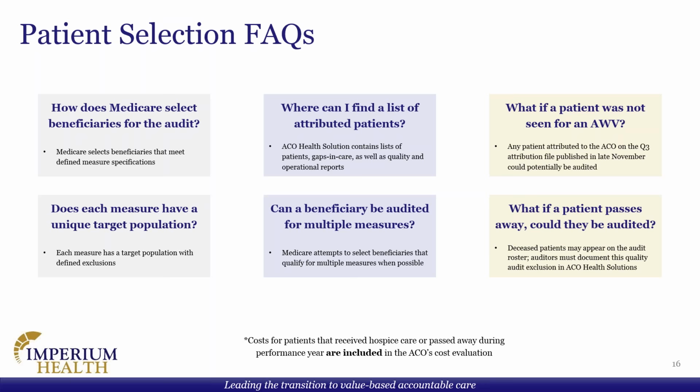ACO Health Solutions is really going to be one of your best ways to find that list of patients, identify gaps in care, as well as other quality and operational things that can help to ensure we're meeting the needs of our patients. Patients can be selected for the audit by CMS even if they have not been seen for an annual wellness visit. It's important to try and utilize an annual wellness visit whenever you can to capture as much of the information as possible, as well as promoting that personalized prevention plan for our patient.